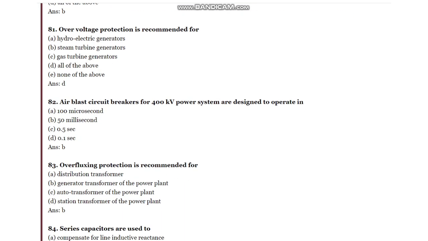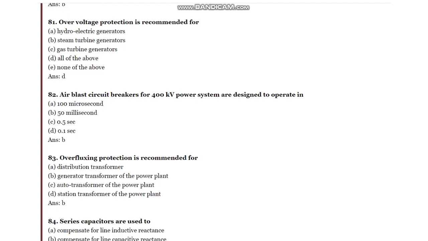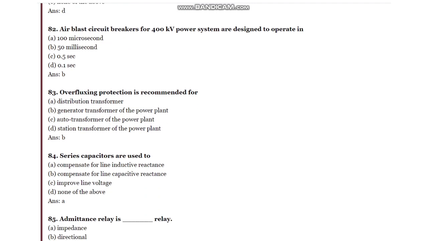Question number 81 is over voltage protection. It is recommended for what? It is recommended for the first three, that is hydroelectric generator, steam turbine generator and gas turbine generators. Air blast circuit breakers for 400 kV power system are designed to operate in 50 milliseconds.